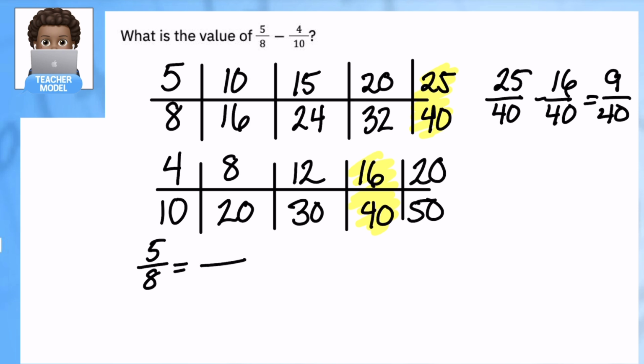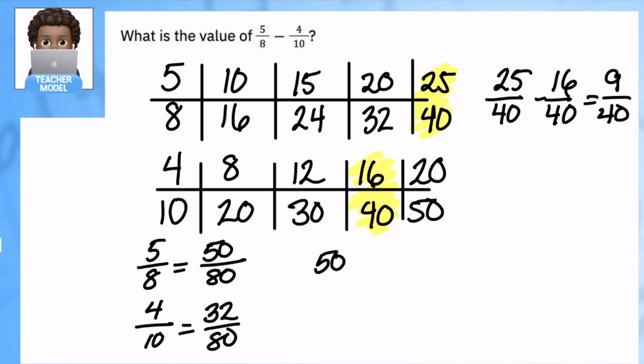is use your property of 1 to figure out what the equivalent fraction is. In my mind, and right now you're probably doing it in your head, you know that 8 times 10 makes 80, so 5 times 10 makes 50, and 8 times 10 makes 80 on the bottom, so 4 times 8 makes 32. And so you can subtract.